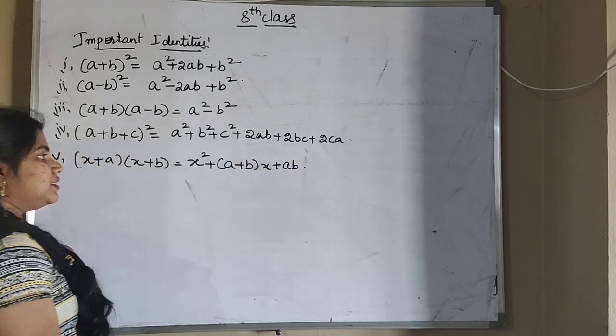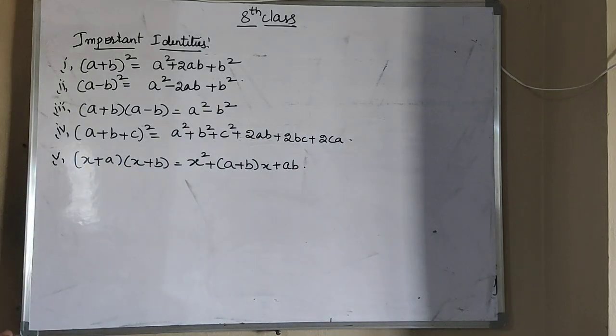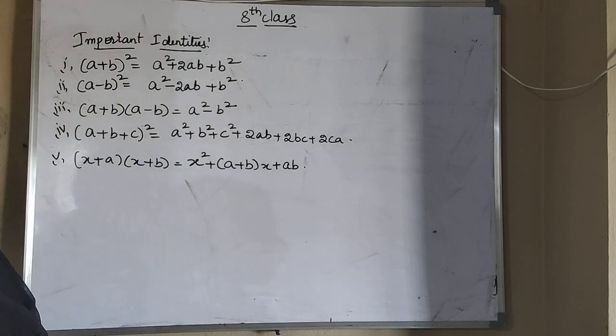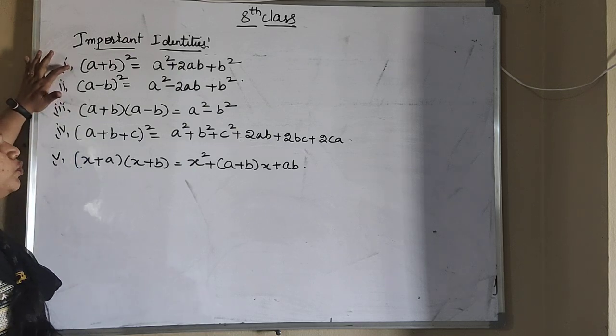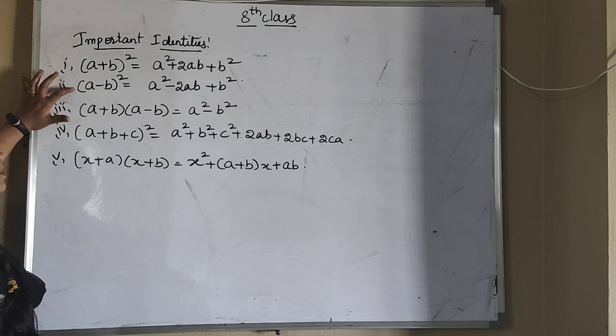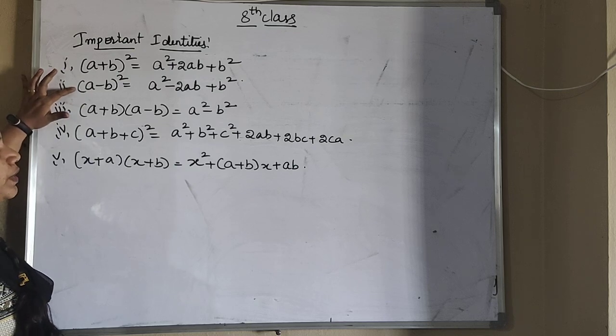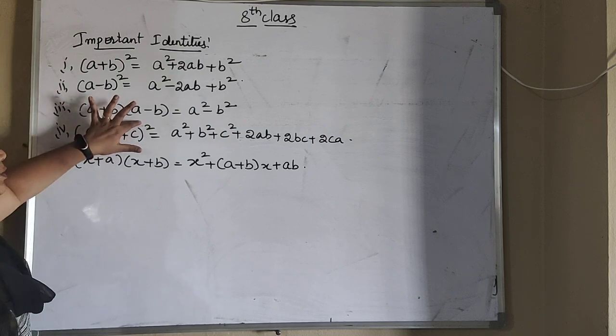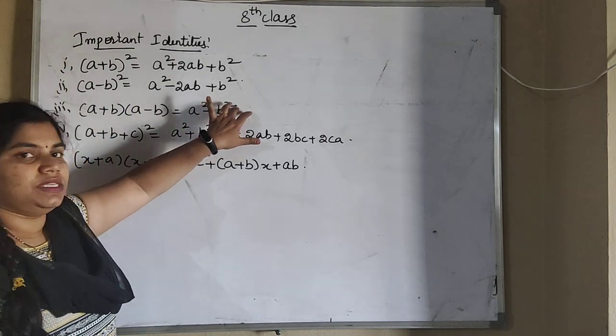So this is our last identity. So how many identities are there? 5 identities we are learning. Still more are there, but in your 8th class we are learning only these 5 identities. So what is the first one? (a plus b) whole square is a square plus 2ab plus b square. (a minus b) whole square is equal to a square minus 2ab plus b square. (a plus b) into (a minus b) is equal to a square minus b square.